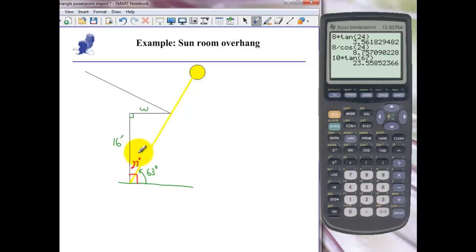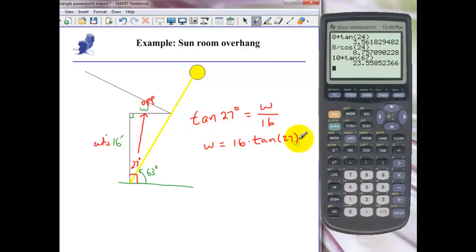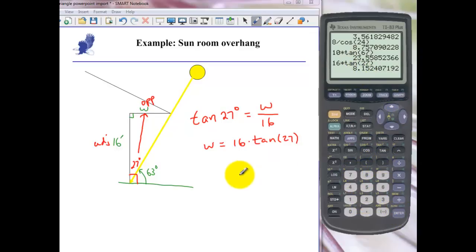So now again we are going to be using the tangent function, opposite and adjacent. So we can calculate the tan of 27 degrees equals opposite, which is the width of our overhang, divided by 16, the adjacent. Again, to solve, we'll multiply both sides by 16. Then we can use our calculator here. So we get 16 times tan of 27 degrees, and we get an answer of 8.2.